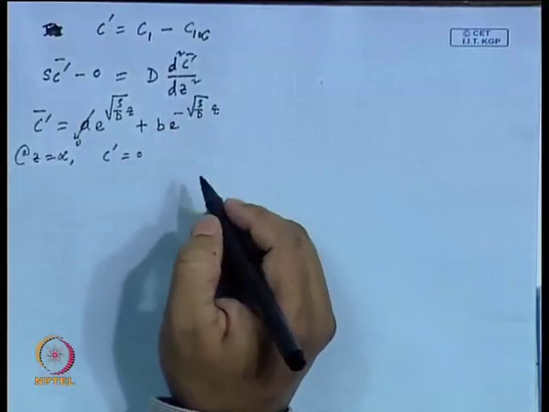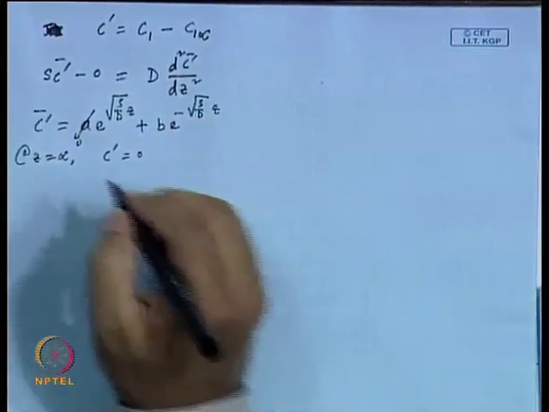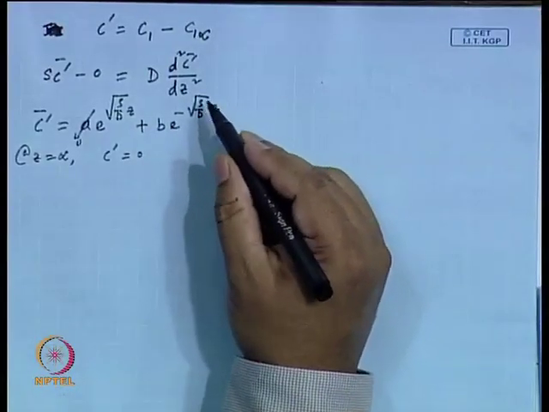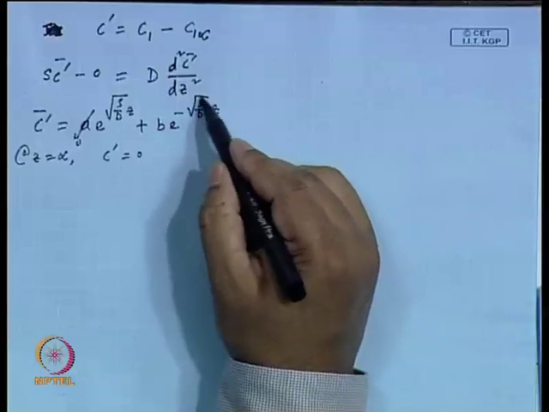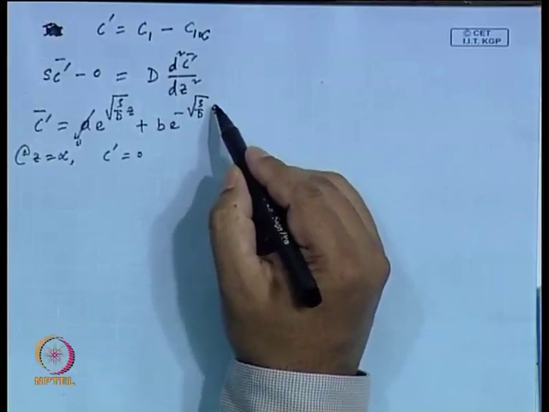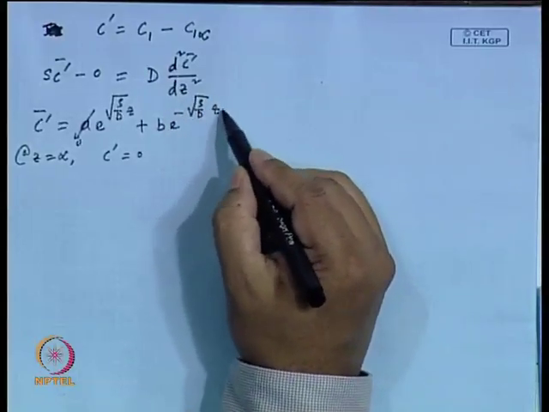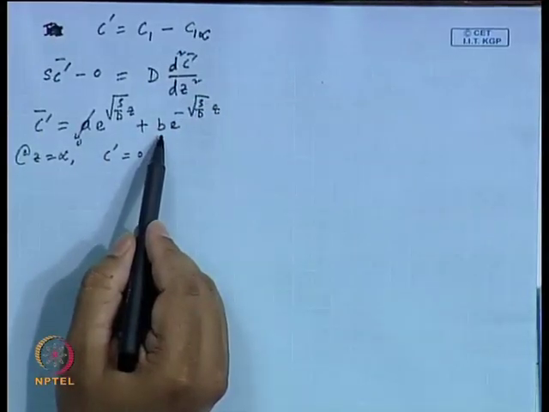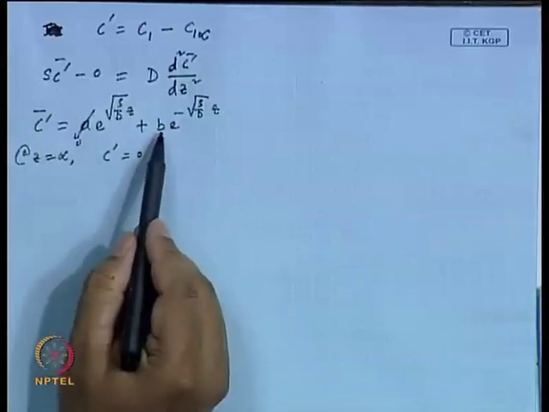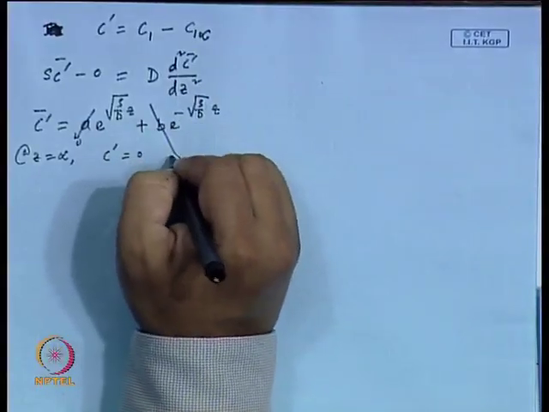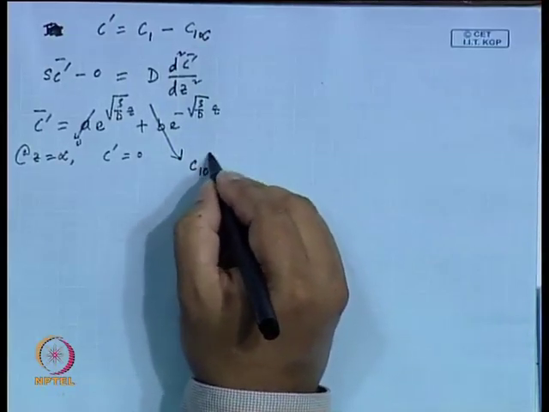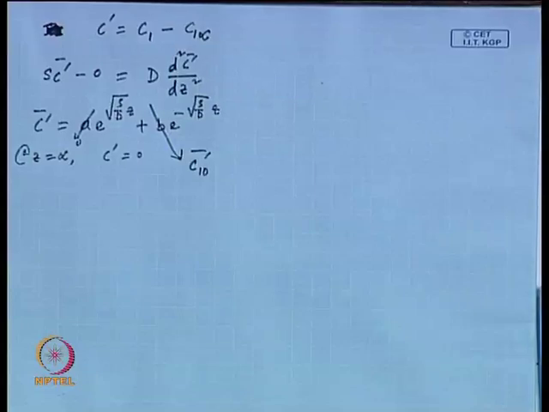So, this you can write as, at z is equal to 0, this term would be equal to 1. That means C prime bar would be equal to B. And what do you call C prime bar at z equal to 0? You would be calling this, then I can write this B as C10 prime bar. All right.